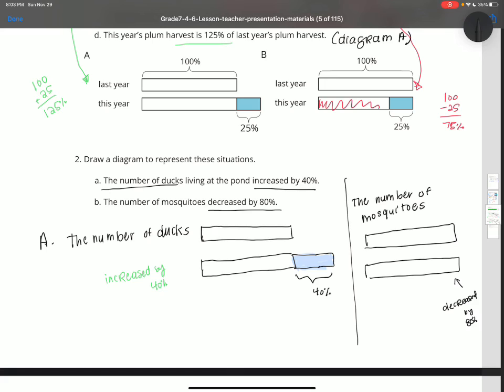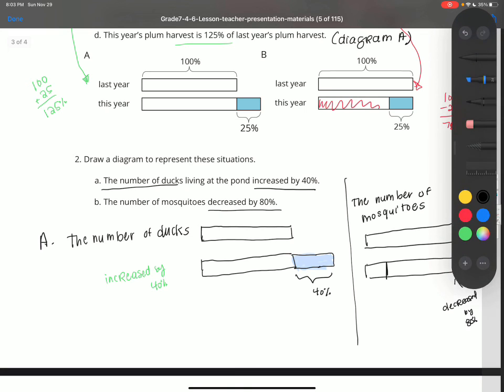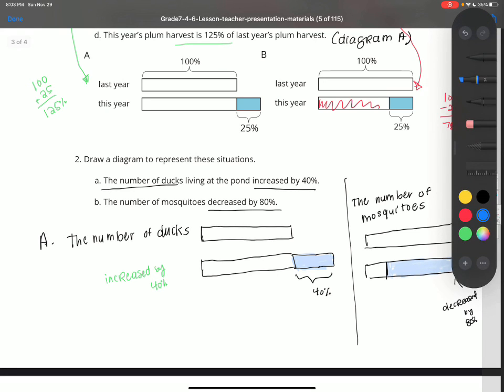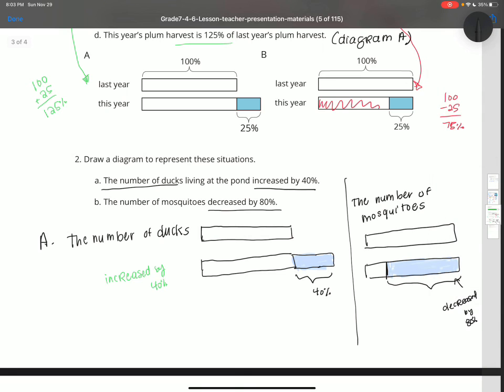Think about 80%. 80% is almost all of the tape diagram, but not the whole thing. So I'm going to draw a line right here indicating 80%. I'm going to highlight it. And then I'm going to put this annotation, 80%. Did your tape diagrams look like mine?